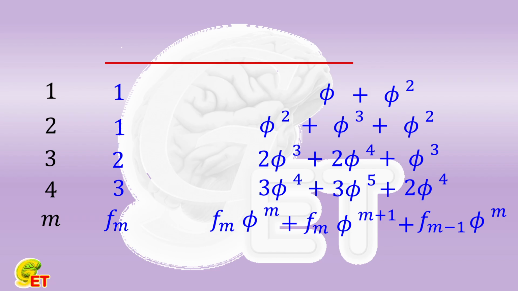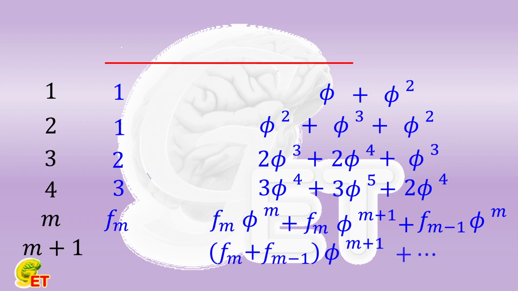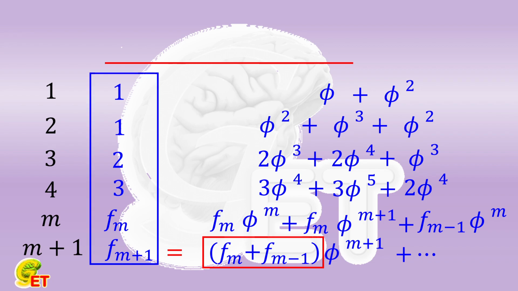In the group m plus 1, the longest length should be phi to the power of m plus 1. Among those segments, Fm plus Fm minus 1 segments are cut from the previous segments, which used to have the length of phi to the nth power after the previous group of cuts. That is to say, Fm plus 1 is equal to Fm plus Fm minus 1. So the amount of cuts in each group is indeed the famous Fibonacci number.